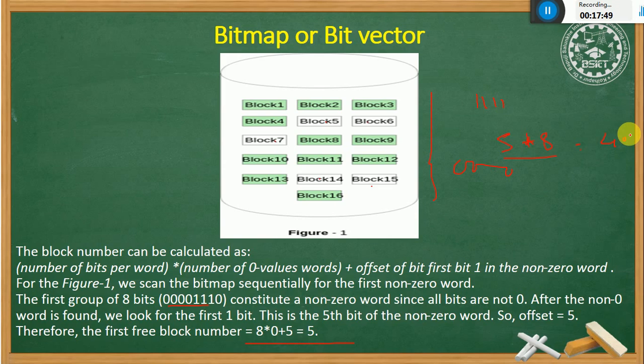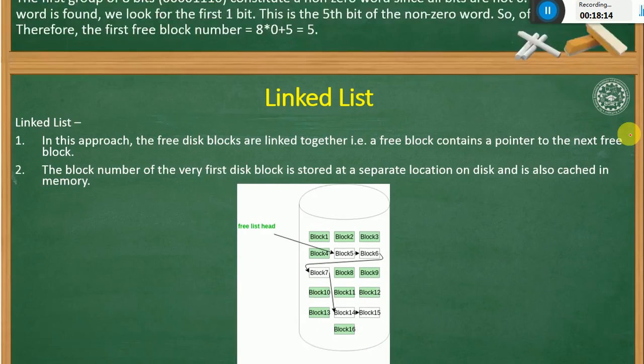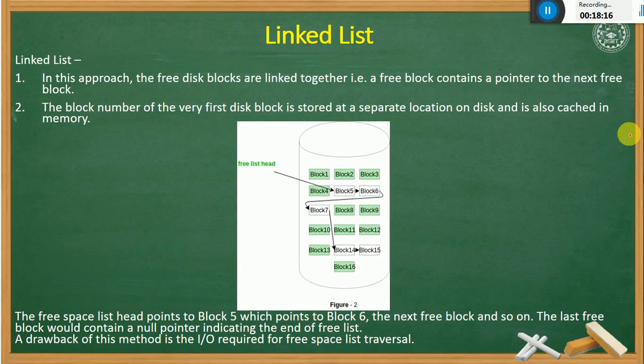It will ask how to find out the free space. The free space using the bitmap is found using 1 bit for every individual block. 1 for free, 0 for allocated. If there are 16 blocks, a 16-bit stream will be created. If you scan that bit stream, you can easily understand which block is free or not free. So that is the bitmap technique. Easy.